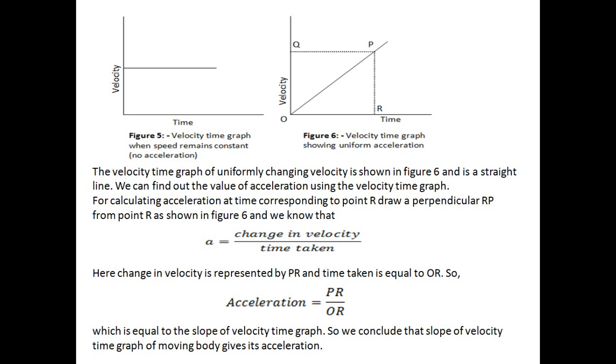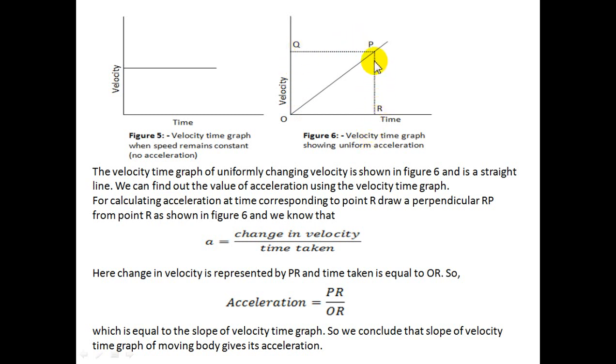If we know how the velocity is changing with respect to time, we can calculate the acceleration. For calculating the acceleration at the time corresponding to point R, draw a perpendicular RP from the point R as shown in figure 6. We know that a is equal to change in velocity by time taken. Here, change in velocity is represented by PR and the time taken is equal to OR. So acceleration is equal to change in velocity, PR, by OR.